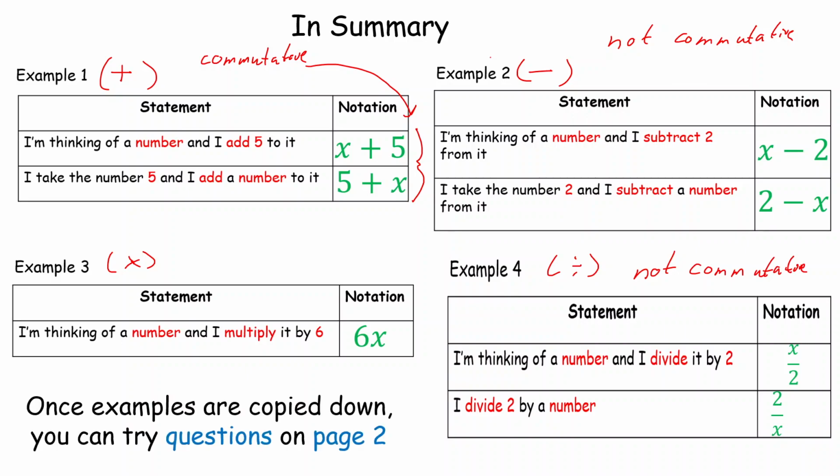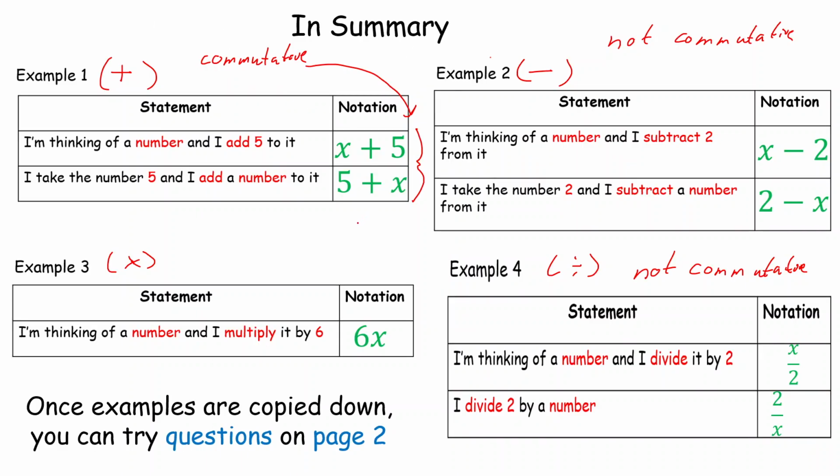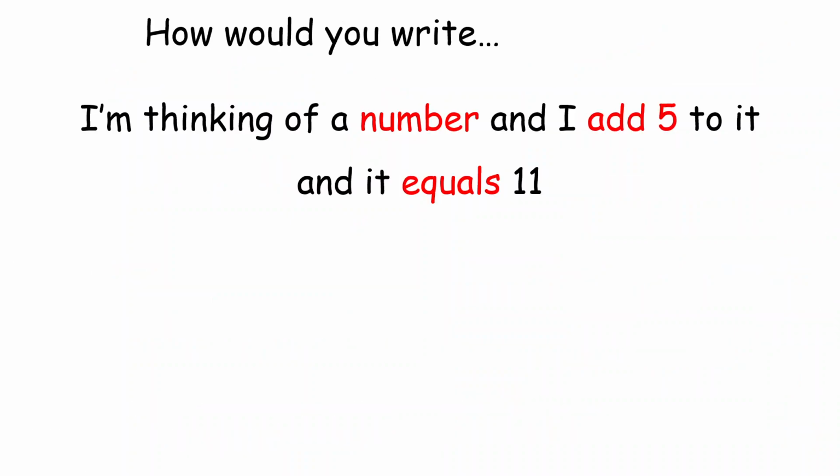Okay, so that is it for this video. In fact, we're going to look at one other little thing. You can make a quick note of this stuff here. But just one extra thing to finish up with, which is this. How would you write: I'm thinking of a number and I add 5 to it and it equals 11? Well, we know the first part, I'm thinking of a number. It's going to be the x part, or any other letter or symbol. I add 5 to it, plus 5, and it is equal to 11.